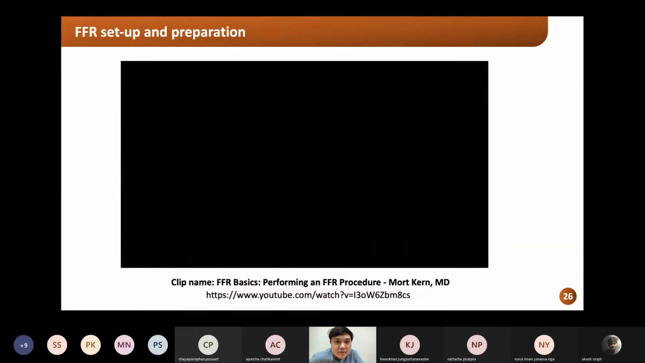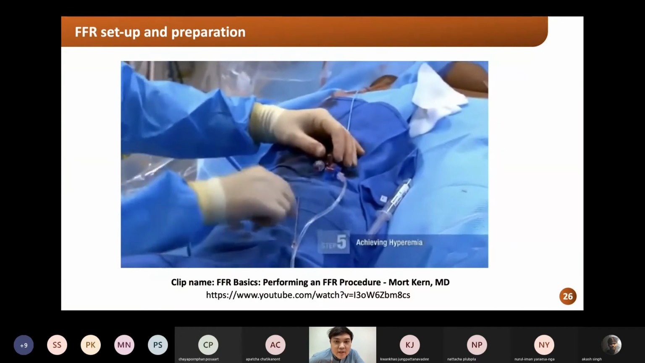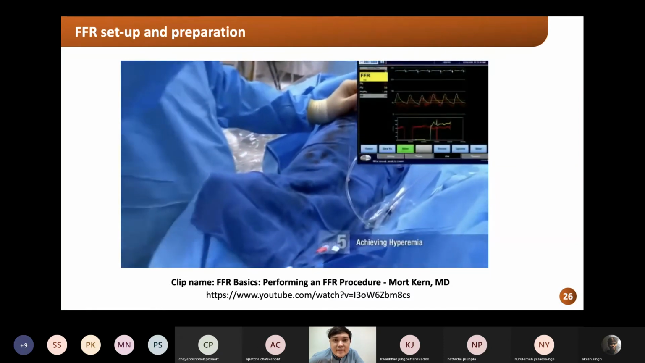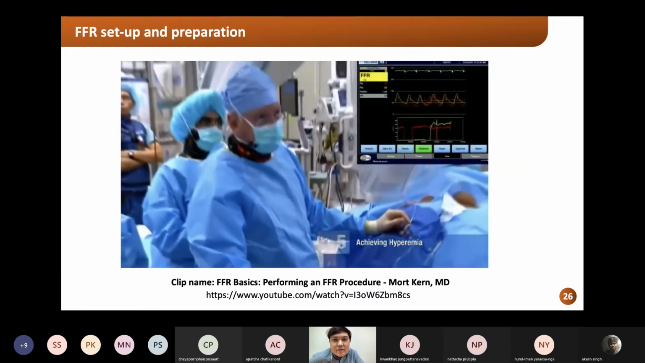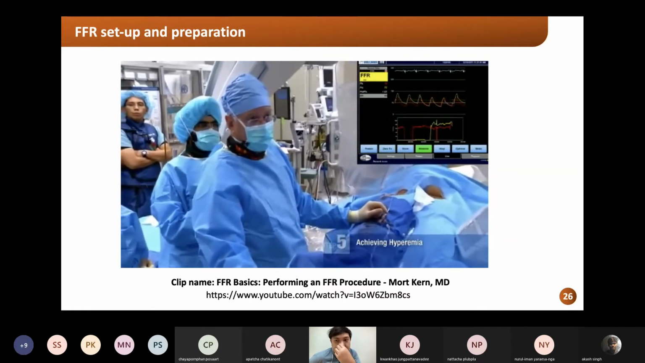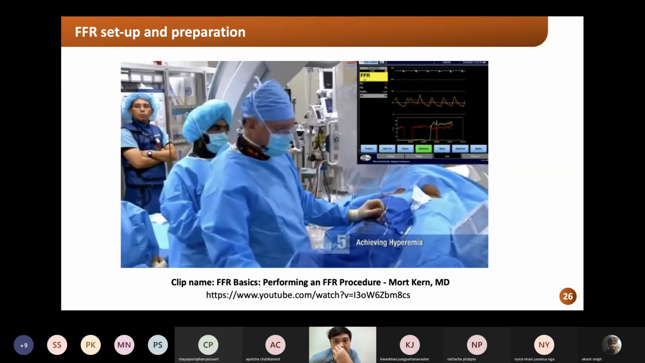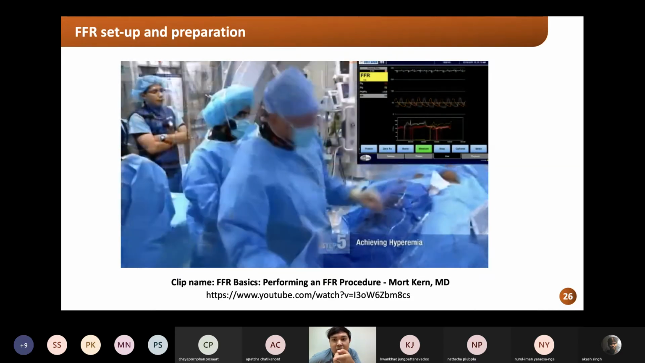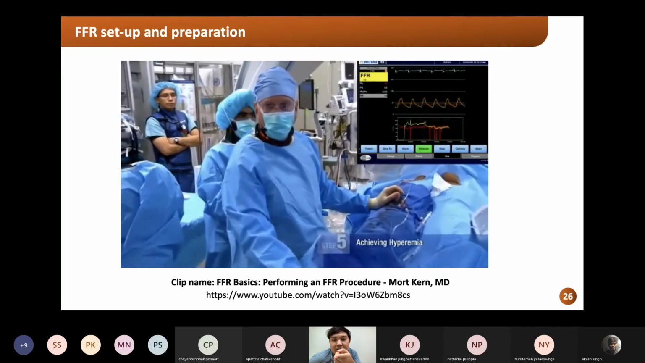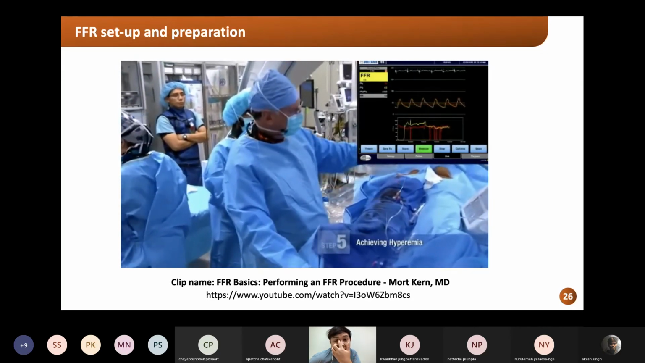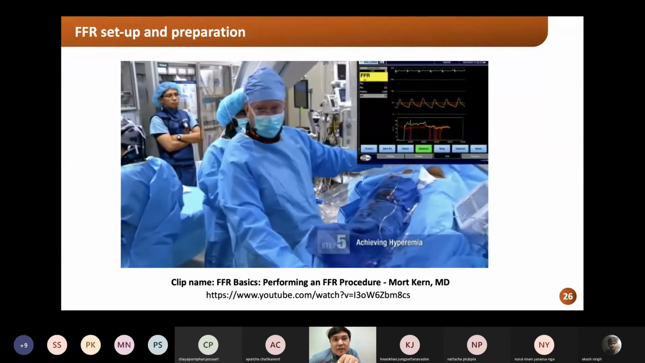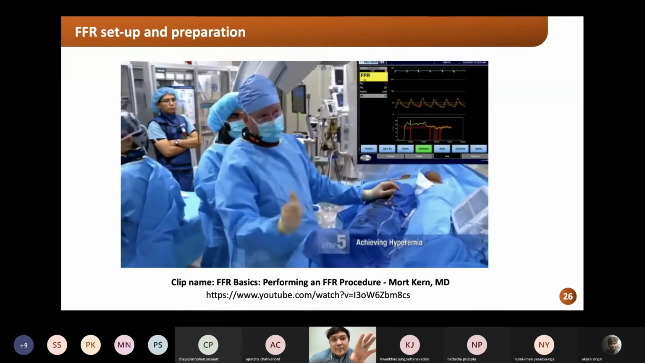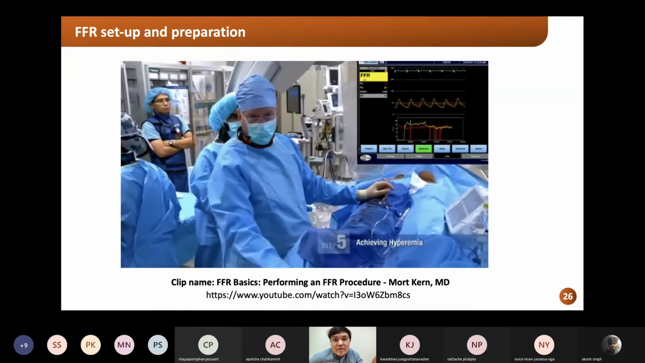And here, he is going to insert it into the coronary artery. Now, he said that he is ready to measure the FFR. You will see that the pressure between yellow and red, the amplitude of these is equal to each other. So in this case, the FFR value is about 1 because there is no change between the proximal pressure and distal pressure.